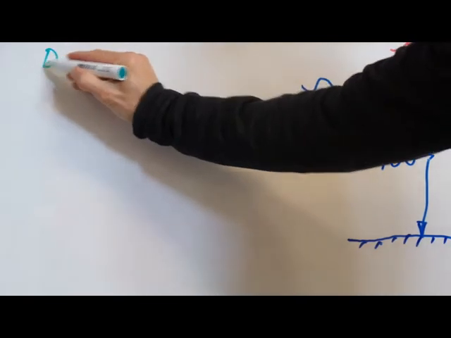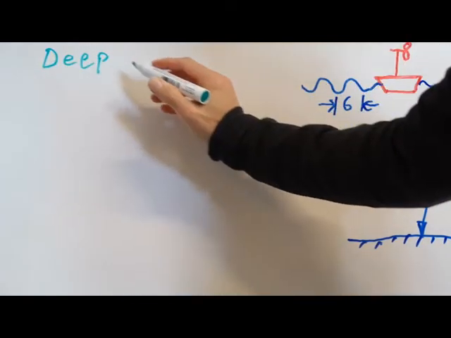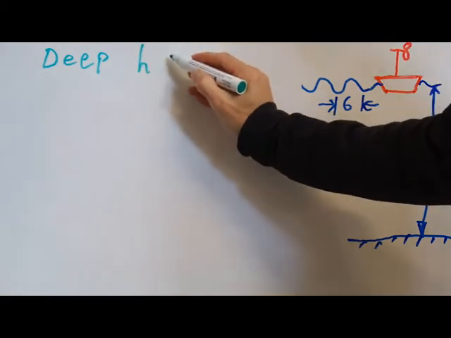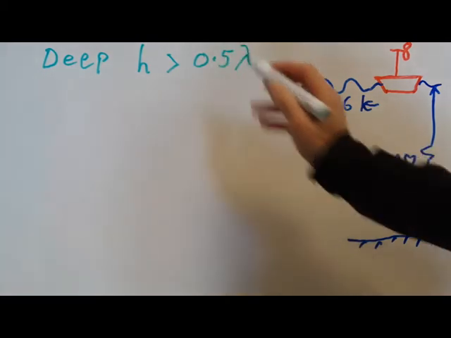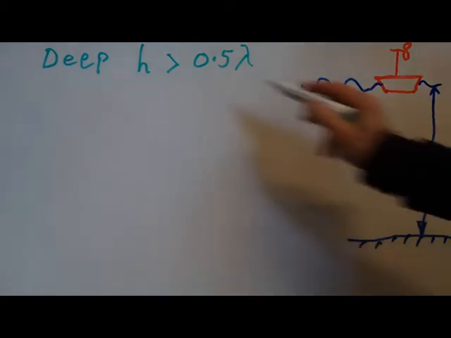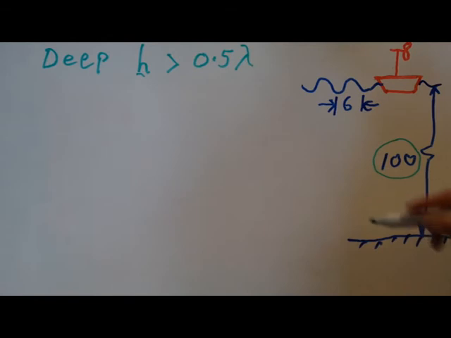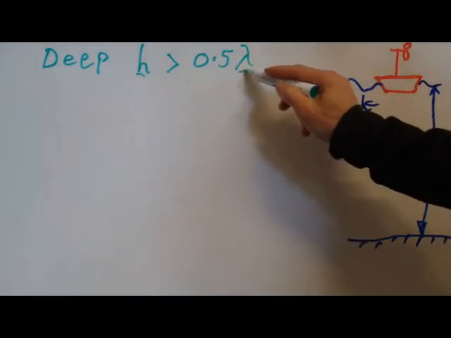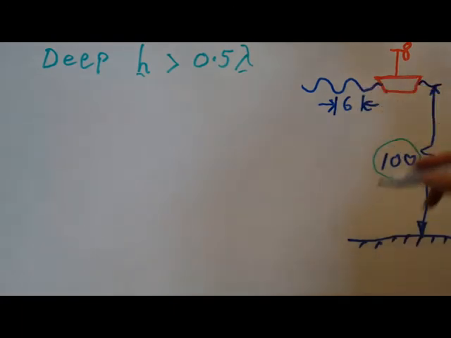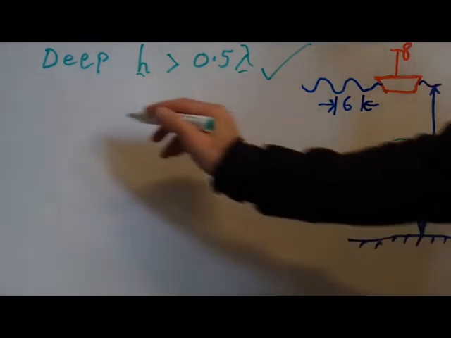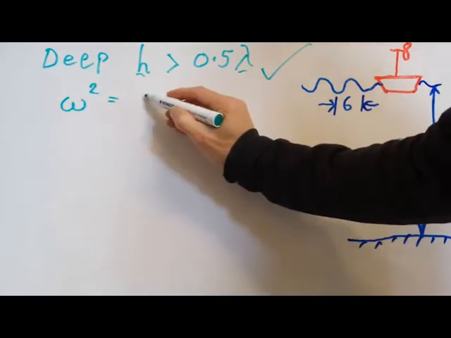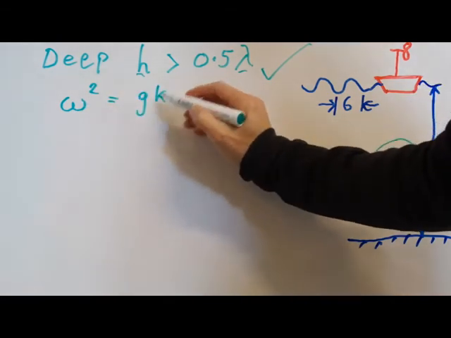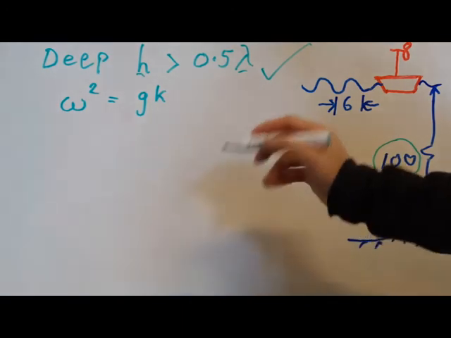The relation holds true for deep water if the depth of water H is greater than about 0.5 times the wavelength. Now the depth, 100 meters, is certainly a lot greater than half the wavelength, 6 meters. So we're definitely safe to use this formula in this case, but it's worth checking. Now that relationship, the approximate relationship for deep water, is the square of the frequency in radians per second is equal to the acceleration due to gravity, g, times the wave number k.